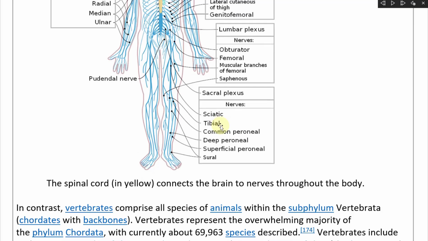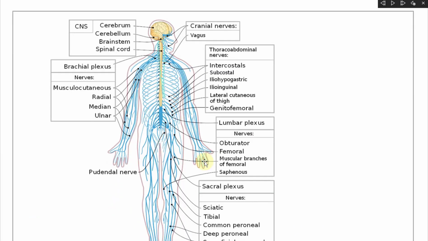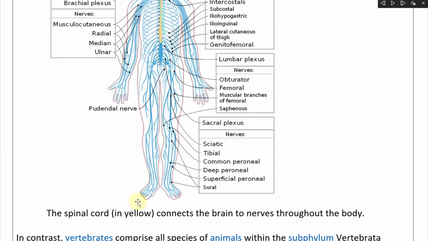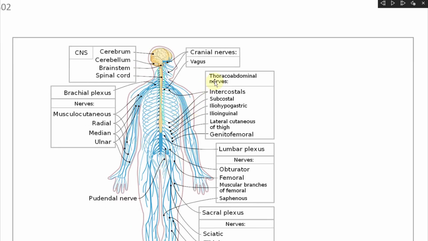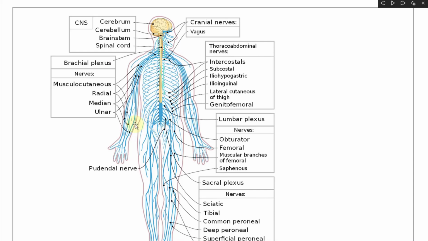And here is a pretty detailed setup here. So the spinal cord in yellow connects the brain to nerves throughout the body. So there's a spinal cord in yellow there, and there's the brain over on the top there. There's a whole bunch of different nerves that connect to the spinal cord. So these nerves over here, and so on. Yeah, a whole bunch of nerves here. I'm not going to go over those. And there's a central nervous system setup there.